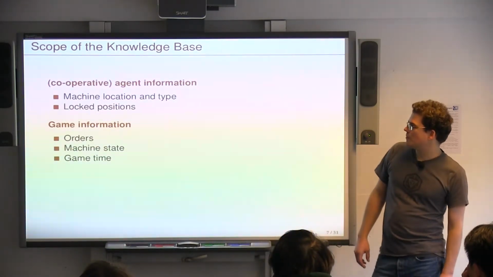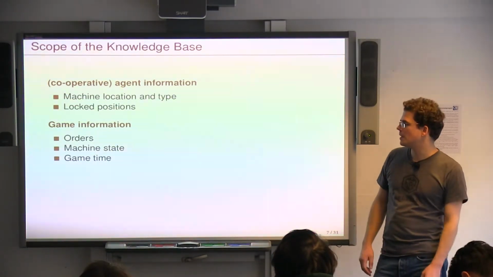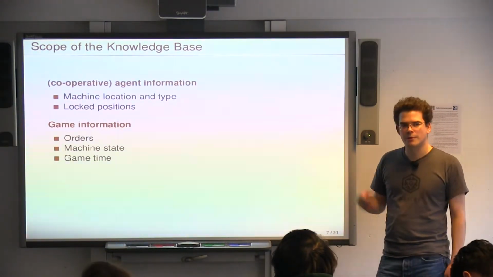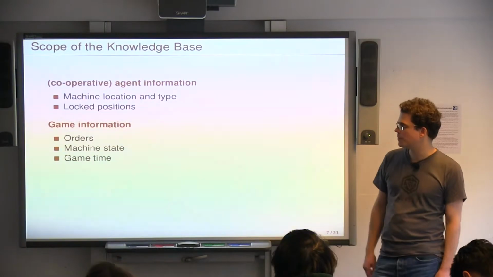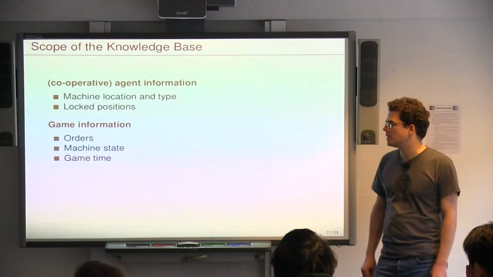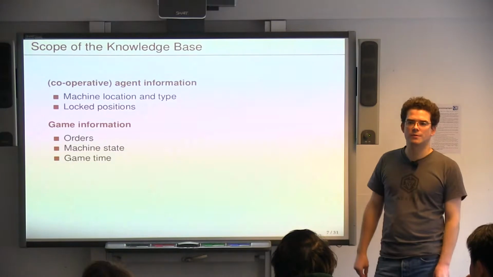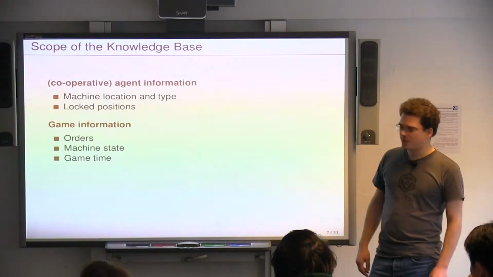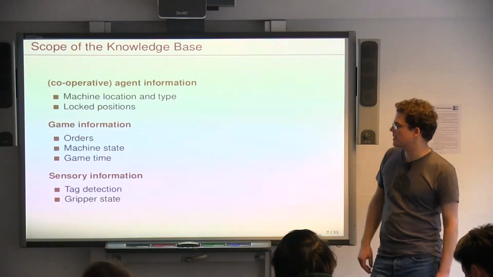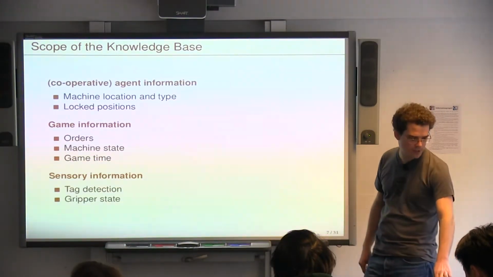We have game information from the ref box. We are constantly getting the orders, so what's currently ordered, and the current machine state. When a machine goes into production, for example, the ref box will notify us. So that's also put in there. And also very important is the game time. If you think about the game being paused, the game time will stop and your internal time will be useless for you. So you also have to get the current game time from the ref box. And lastly, the sensory information, so for example, as I already stated, the tag detection or our gripper state.